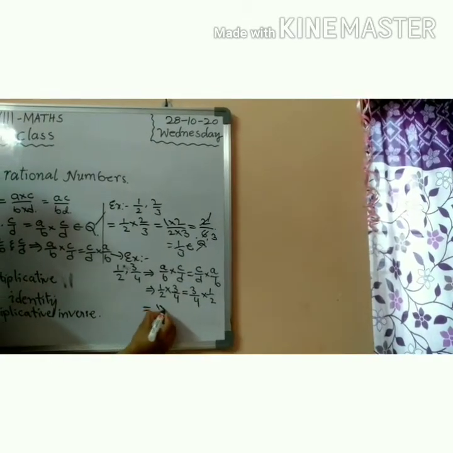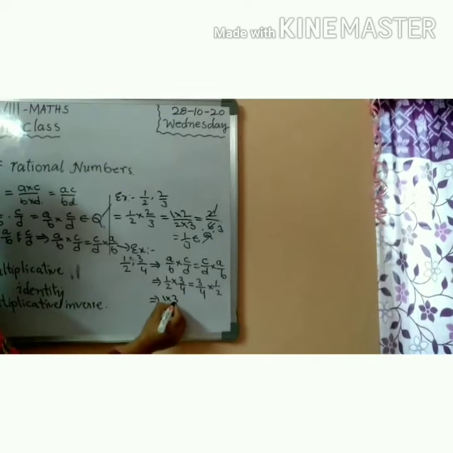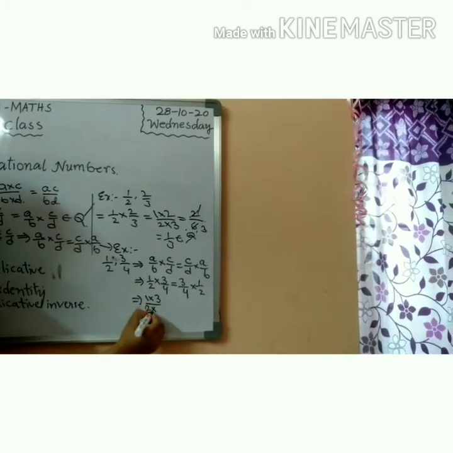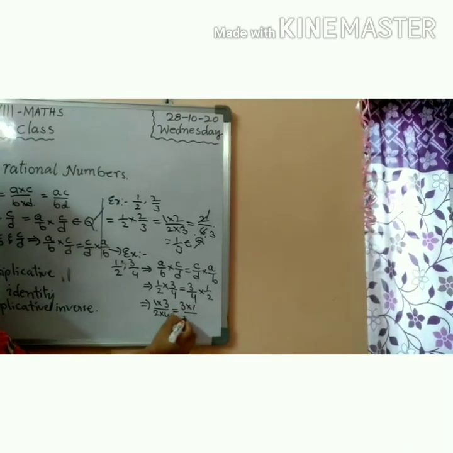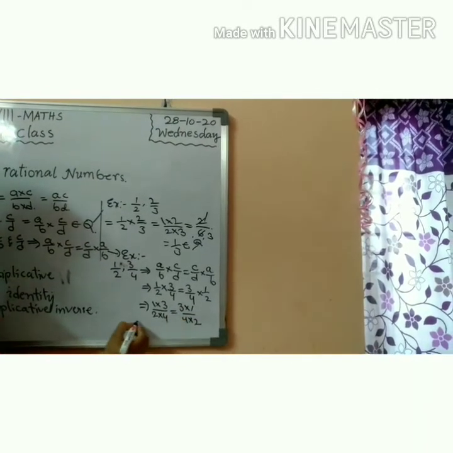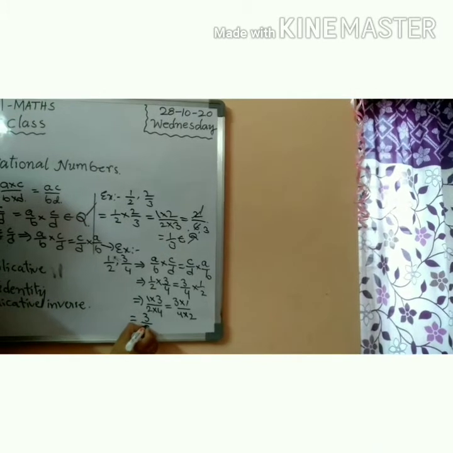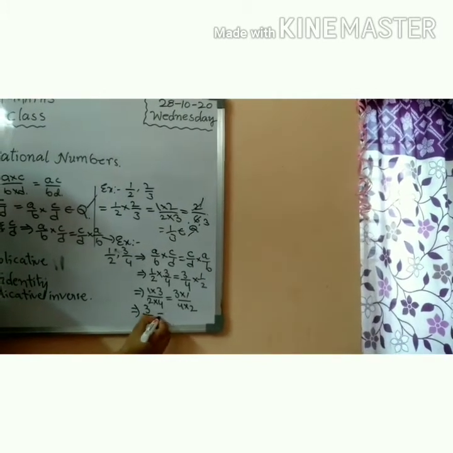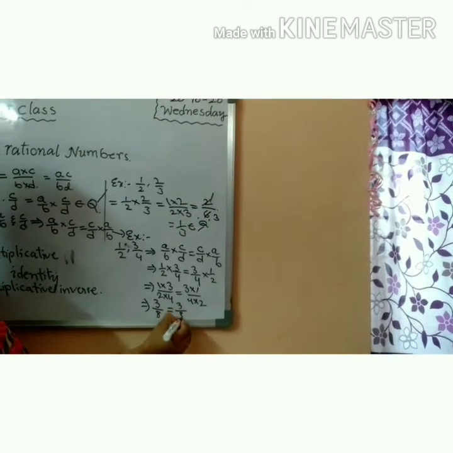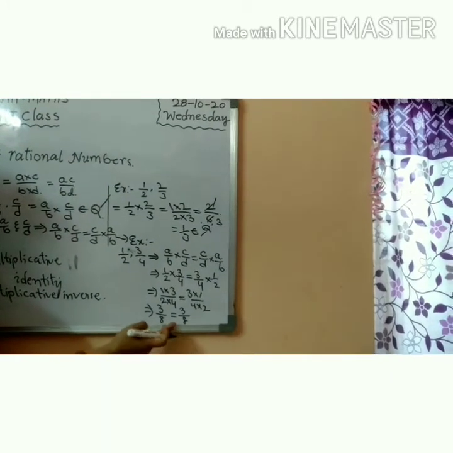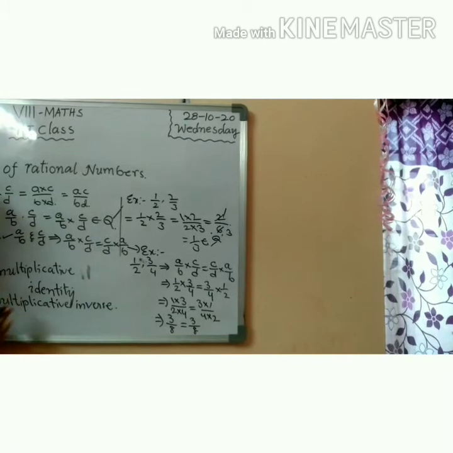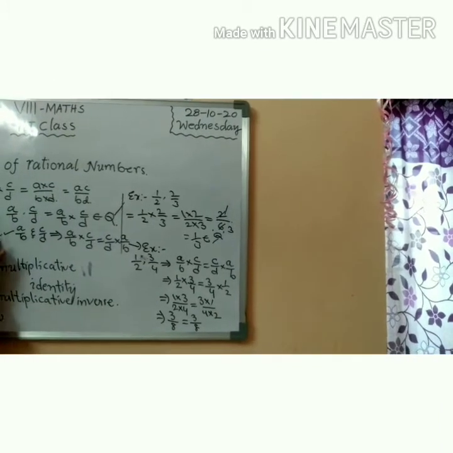So here 1 into 3 by 2 into 4 is equal to 3 into 1 by 4 into 2. 3 ones are 3, 4 twos are 8, so it equals 3 by 8. So in this case, the left-hand side and the right-hand side are equal. Did you understand?